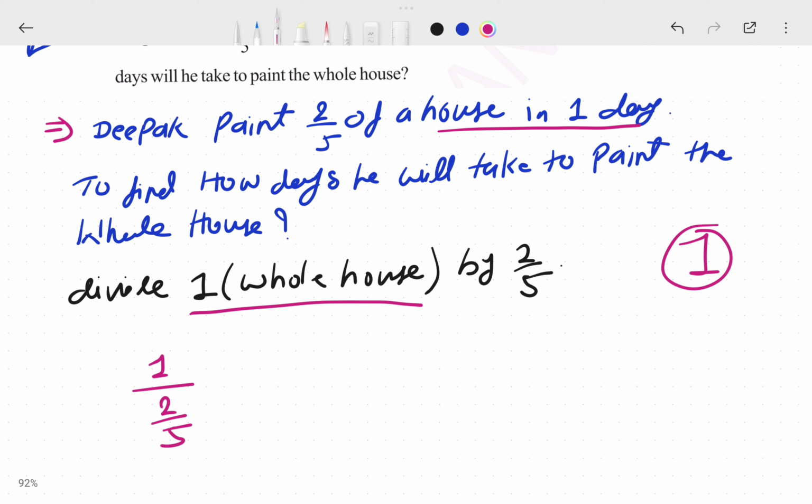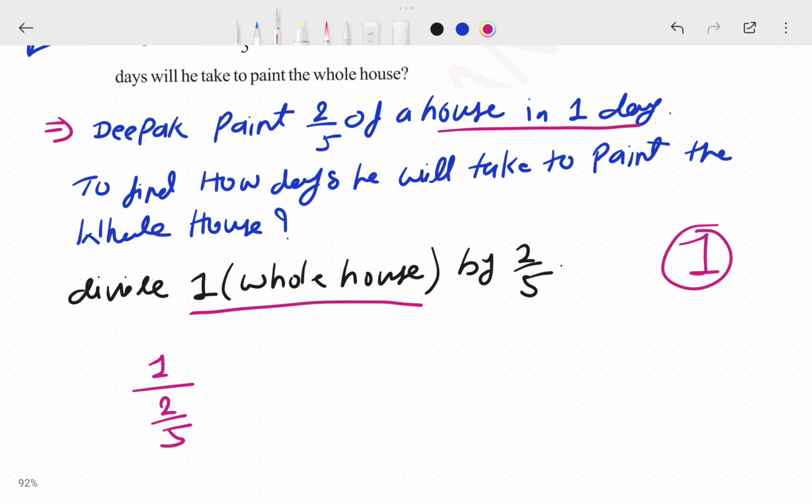So to find how many days he will take to paint the whole house, divide 1 by the part he paints. Whole house means there is only one house, that is 1, and he is painting 2 by 5 parts of the house in one day. When we divide the one house by the part he paints in one day, we find the answer. So this is given 1 and 2 by 5.